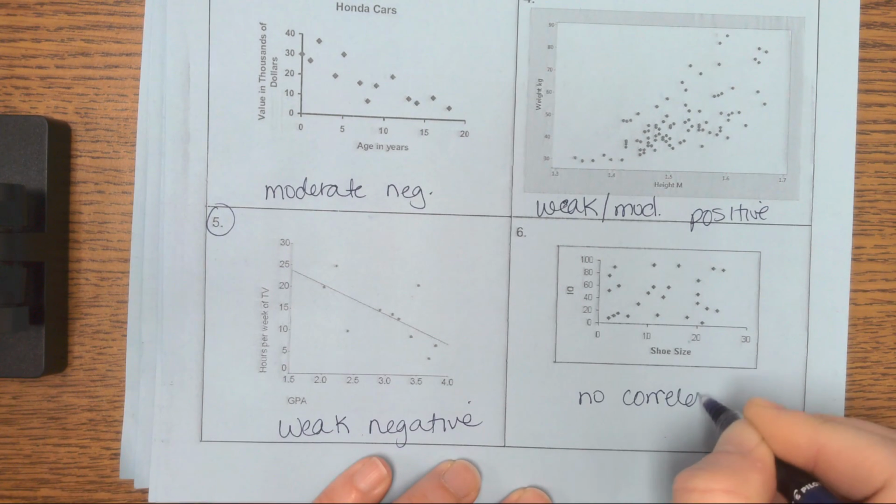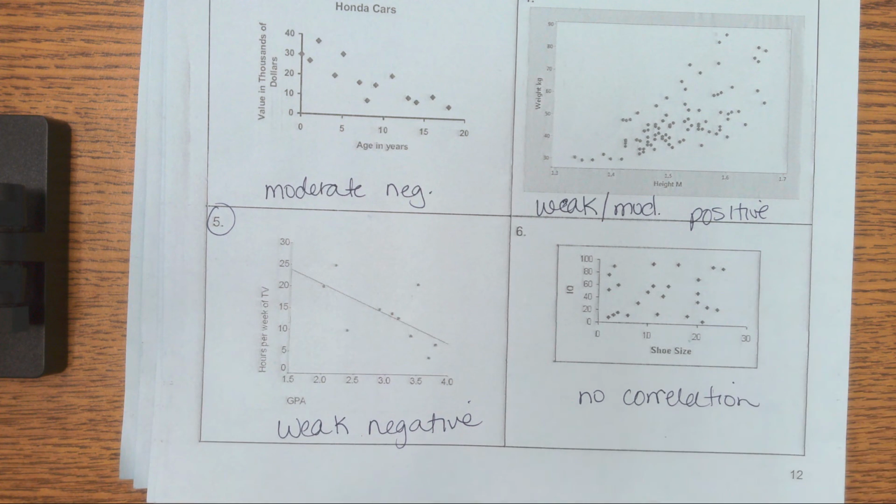So really the point of our lesson today is, if you saw a scatter plot, could you use those words to describe what the data is doing? Okay. Alrighty. See, short and sweet.